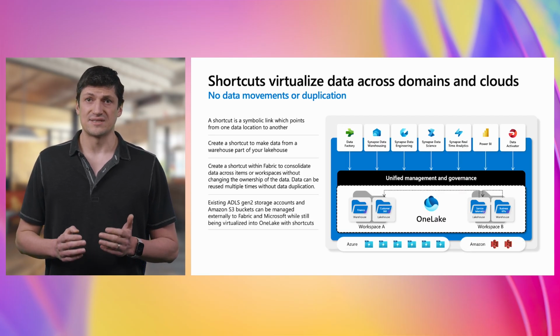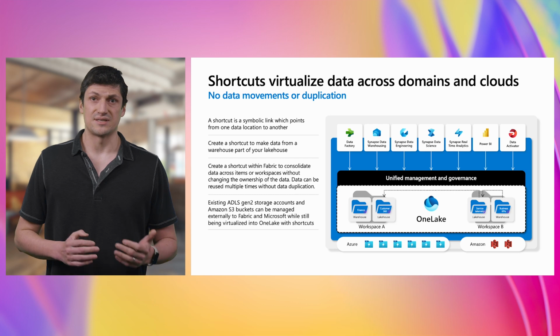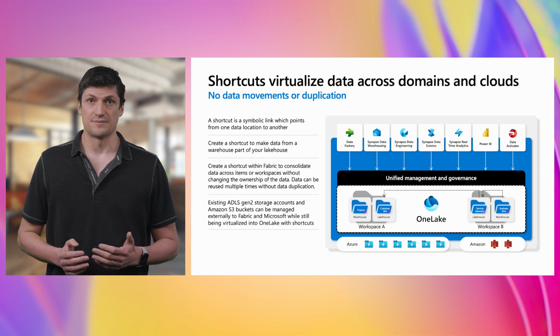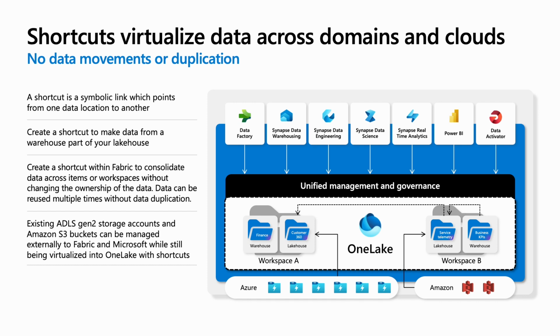Many of you already have existing data lakes stored in ADLS Gen2 or Amazon S3 buckets. These lakes can continue to exist and be managed externally to Fabric. We have extended shortcuts to include lakes outside of OneLake and even outside of Azure so they can all be virtualized into OneLake. All data is mapped to the same unified namespace and can be accessed using the same ADLS Gen2 APIs, even when it's coming from S3.